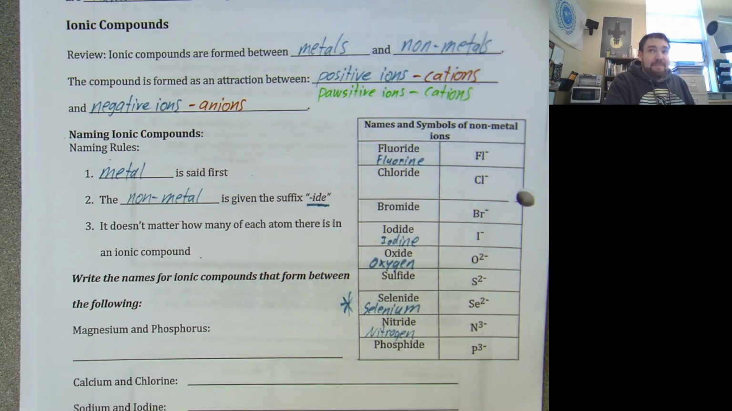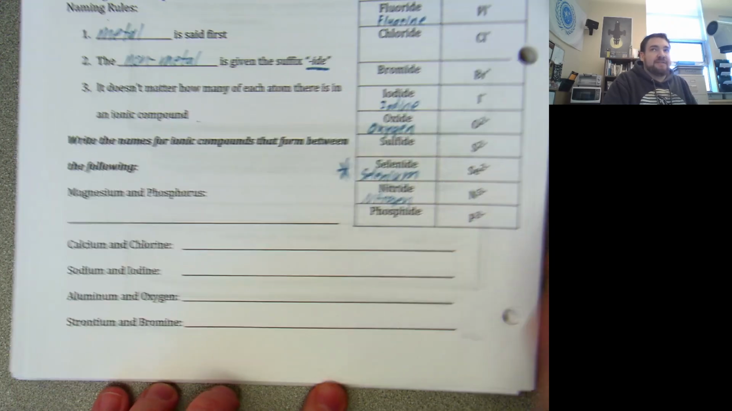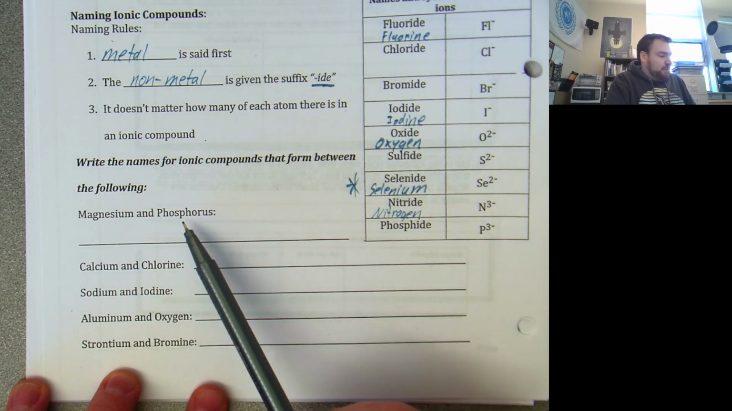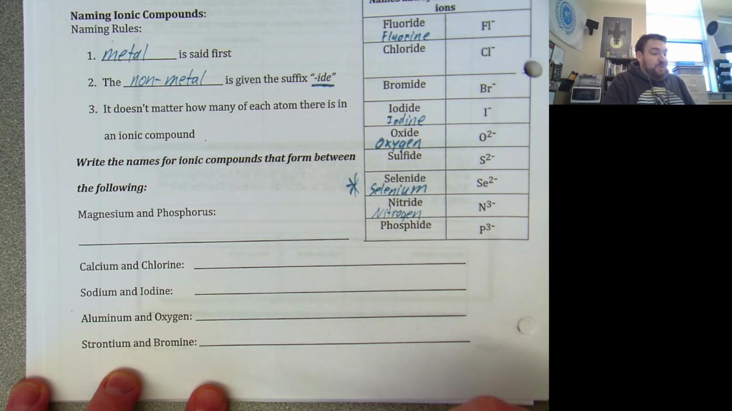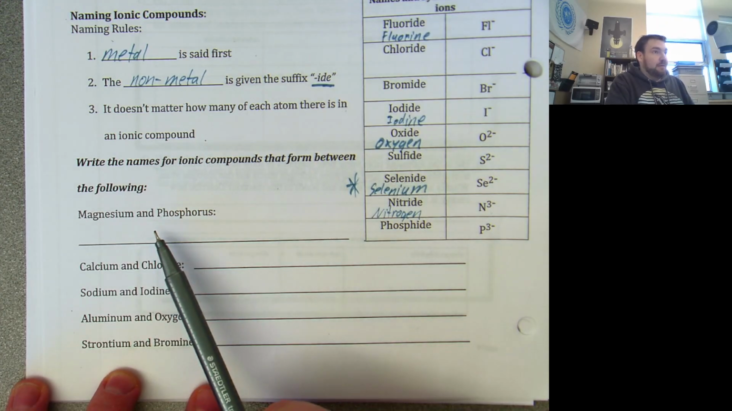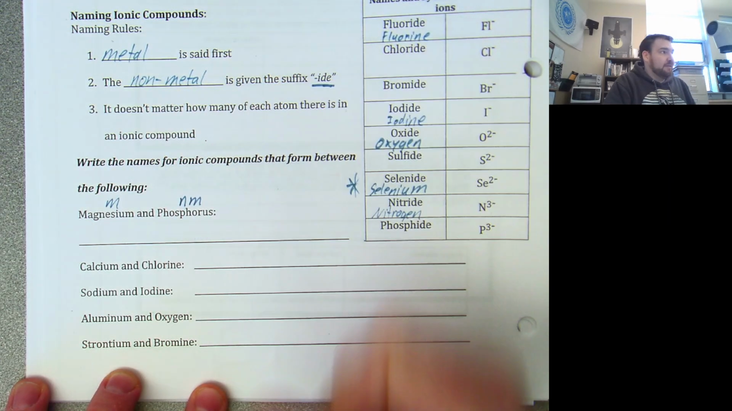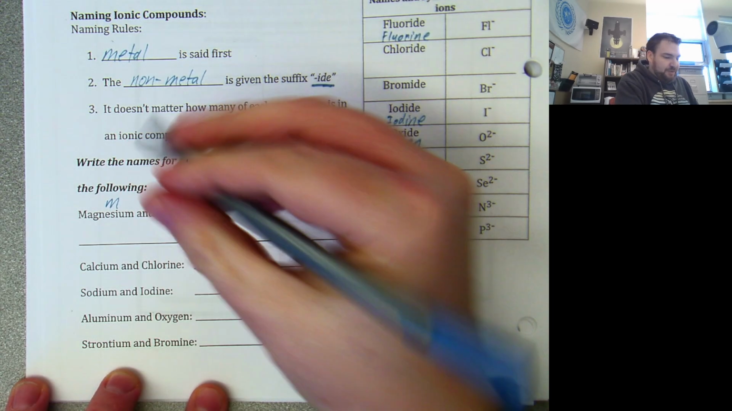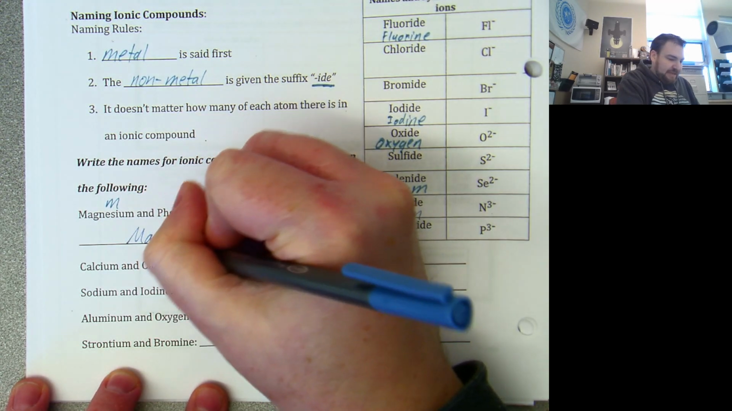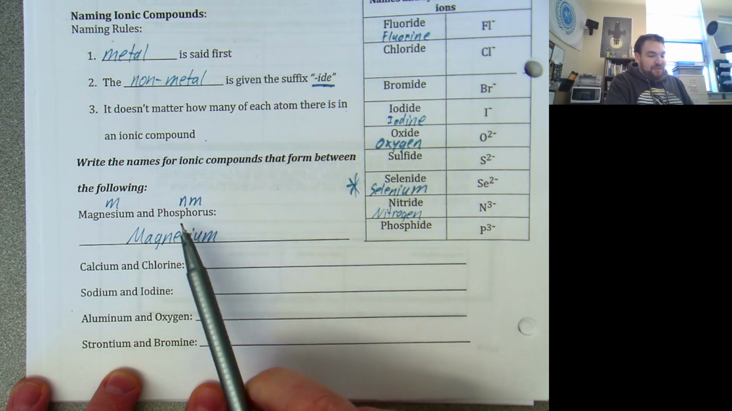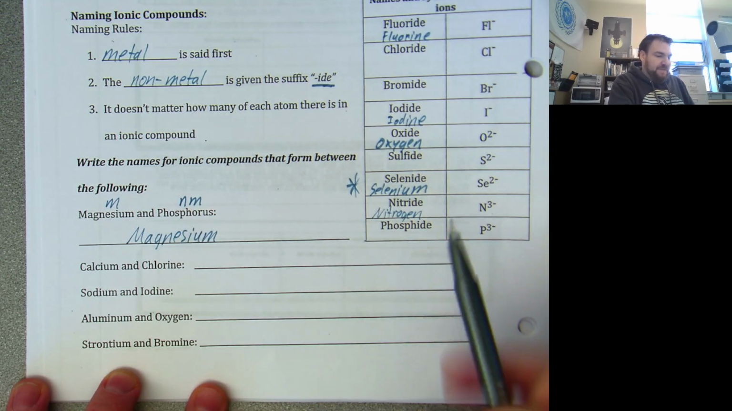So then, naming these things for simple ionic compounds like this, the naming is really straightforward. If I had magnesium and phosphorus, that thing would be called? Which one's the metal? Magnesium's the metal, which makes phosphorus the non-metal. The metal comes first, so this is going to be magnesium. And then phosphorus is going to become phosphide.